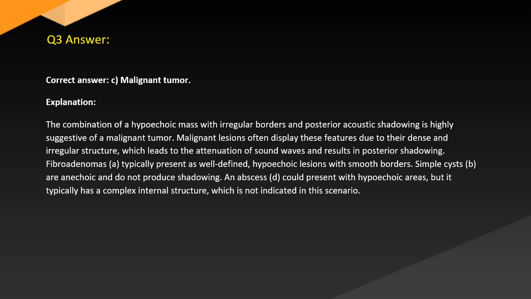Explanation. The combination of a hypoechoic mass with irregular borders and posterior acoustic shadowing is highly suggestive of a malignant tumor. Malignant lesions often display these features due to their dense and irregular structure, which leads to the attenuation of sound waves and results in posterior shadowing. Fibroadenomas typically present as well-defined hypoechoic lesions with smooth borders. Cysts (B) are anechoic and do not produce shadowing. An abscess (D) could present with hypoechoic areas, but it typically has a complex internal structure which is not indicated in this scenario.